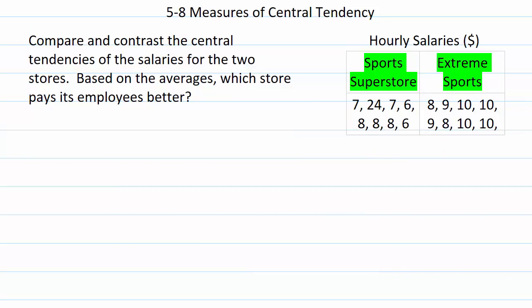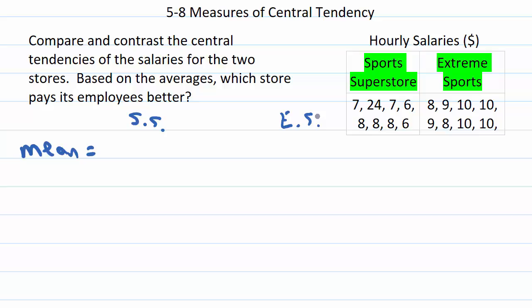Here's an example where we can use measures of central tendency to analyze data. Okay, so compare and contrast central tendency of the two salaries for the two stores, Sports Superstore and Extreme Sports. Based on the averages, which store pays its employees better? So looking at the Sports Superstore and the Extreme Sports store, we can find first the mean. Okay, and the mean is the sum of the values divided by the number of values. Alright, so let's do Sports Superstore here and Extreme Sports here.